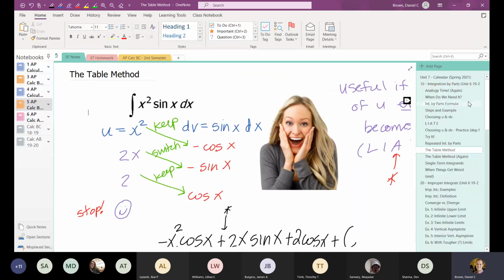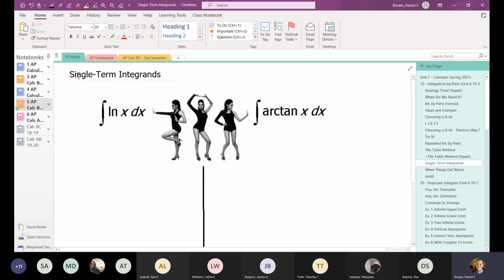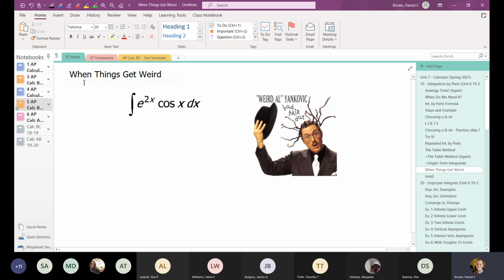So what we will be doing tomorrow, I'm going to do a warm-up where we will start with the table method, just make sure we haven't forgotten it. And then we'll see how integration by parts can be used to solve some other kind of weird problems, like some single term integrands. And then what happens if you end up with the 2 worst choices for you.